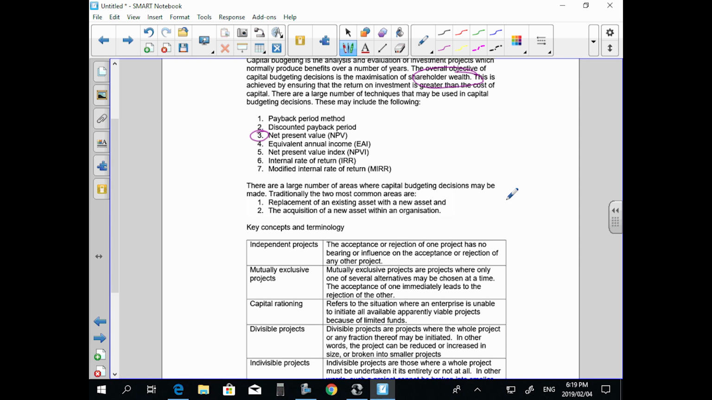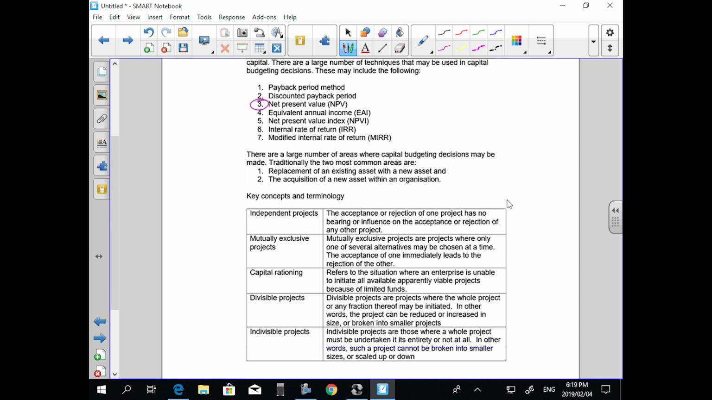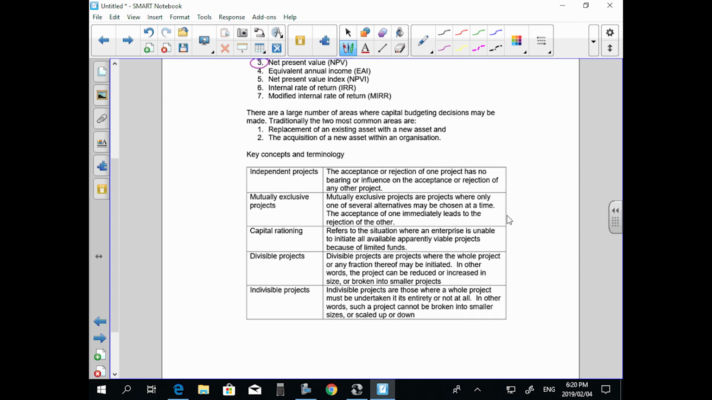Okay. So there's a large number of areas where capital budgeting decisions may be made. Traditionally, two: we need to either replace our existing machinery, or we're going to have a new acquisition because we're going to do a new project. So that's the main things that we're going to be dealing with. There are other options, but those are the two main ones.